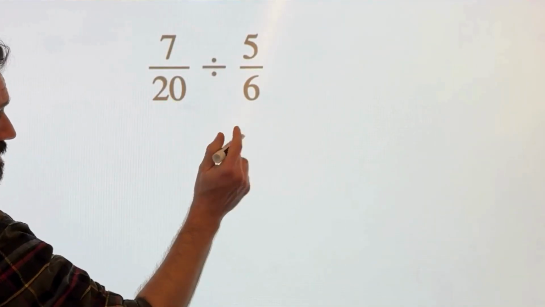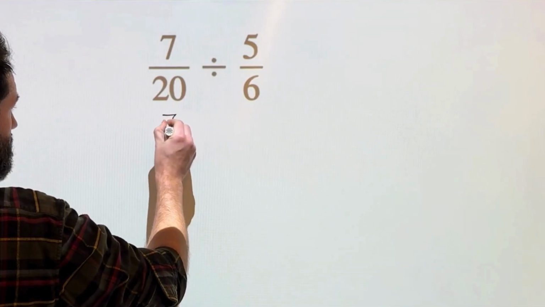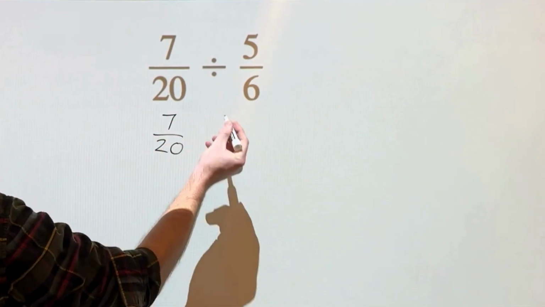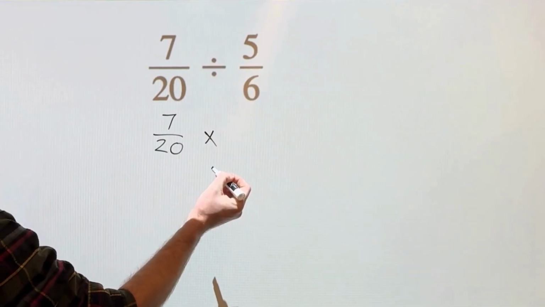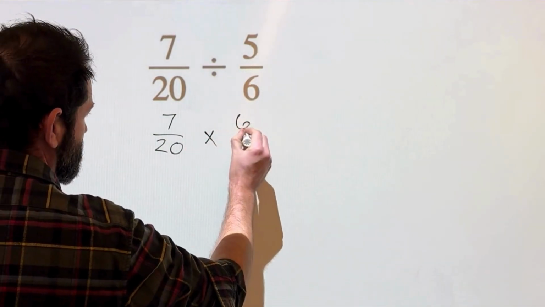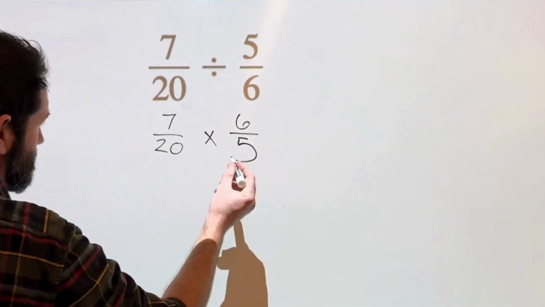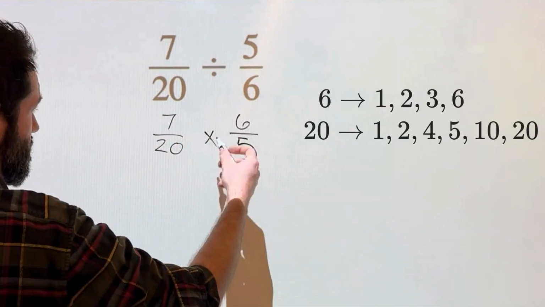Okay, keep, change, flip. Keep the 7/20, change division to multiplication, flip the 5/6 to its reciprocal of 6/5. Okay, look for any reducing or cross canceling.